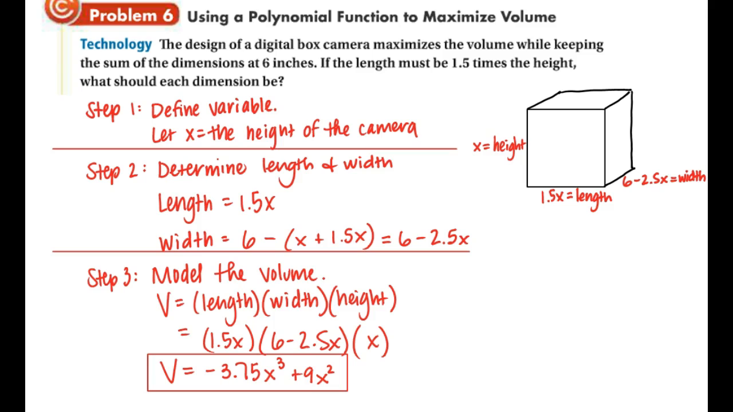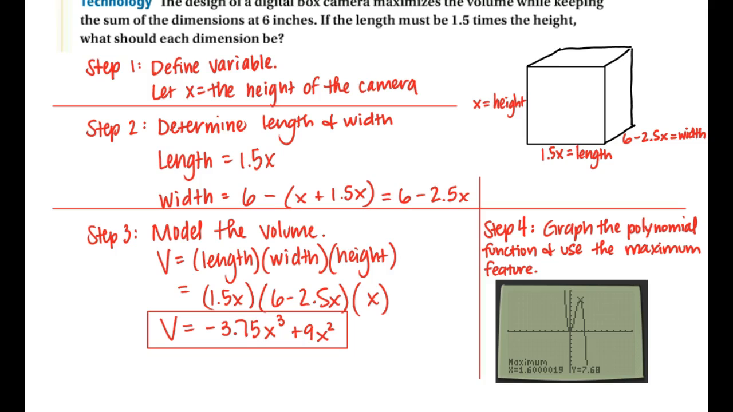Now we're going to be using the volume formula, which is equal to length times width times height, and I'm substituting in each of the expressions involving x. When I multiply those expressions, I get the equation v equals -3.75x to the third plus 9x squared. When I graph this polynomial in my graphing calculator, I used the maximum feature and found that the maximum coordinate is approximately 1.6, 7.68.